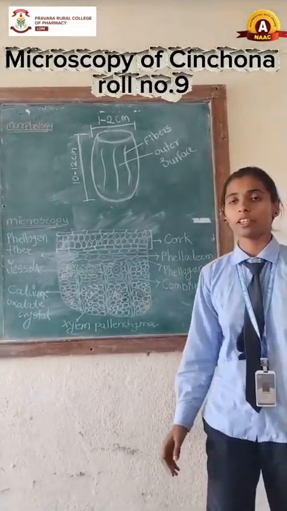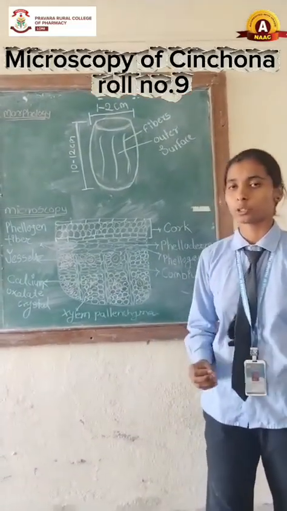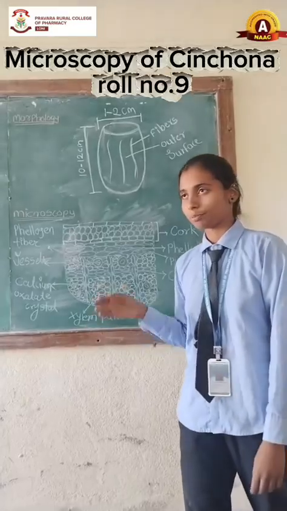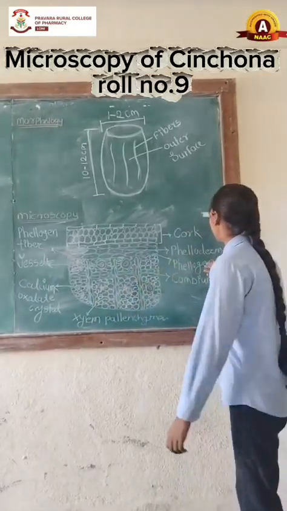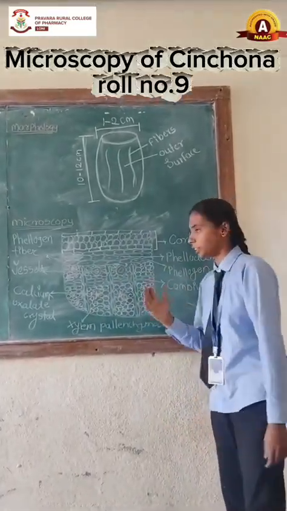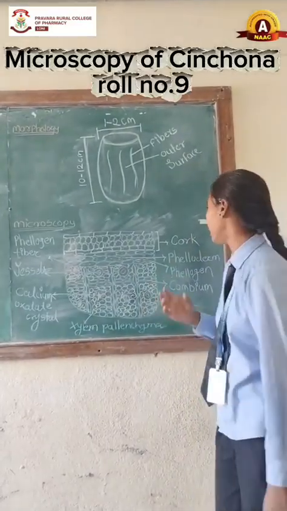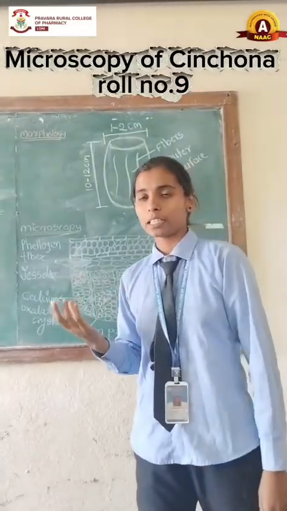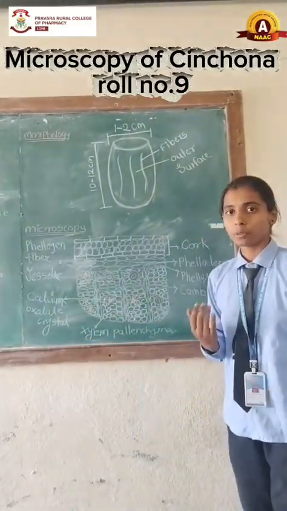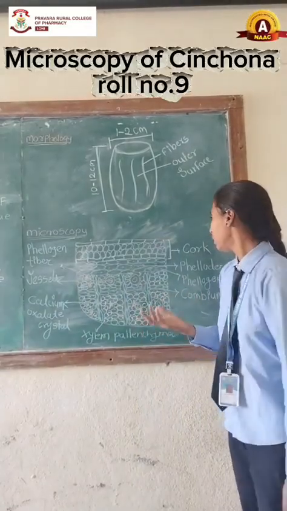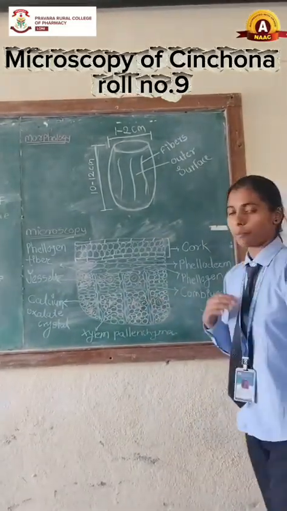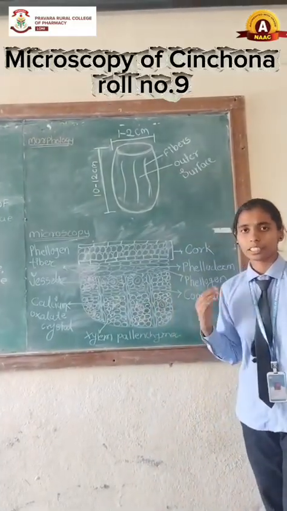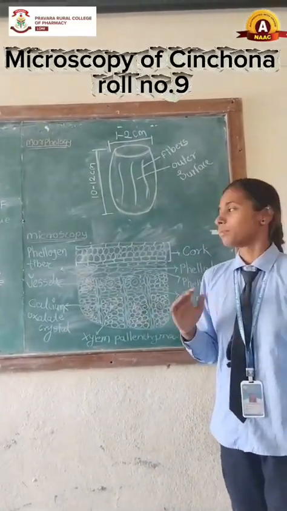Cork is a layer of non-living polygonal tissue which provides a protective covering towards the innermost plant organs. Then phloem is the layer of living cells. Then cambium is a layer of meristematic tissue which is responsible for the secondary growth of the plant. Cambium increases the breadth of the stem and root.